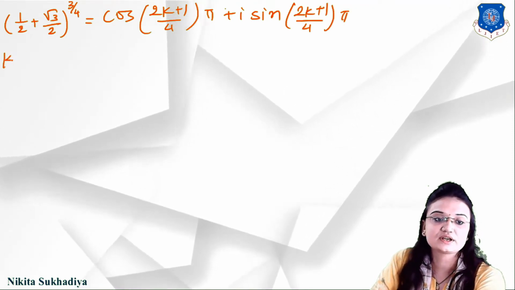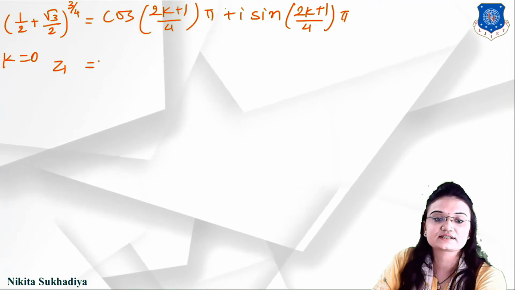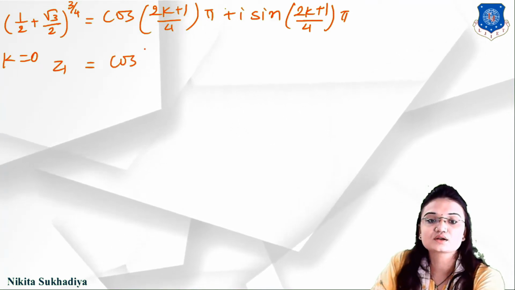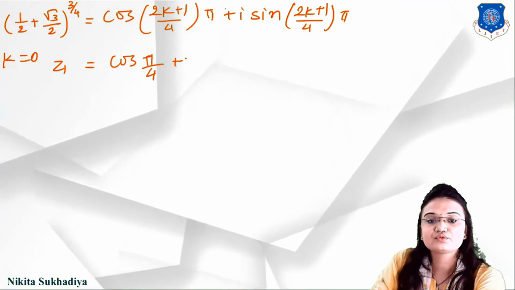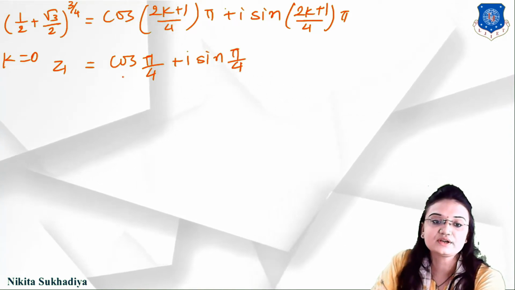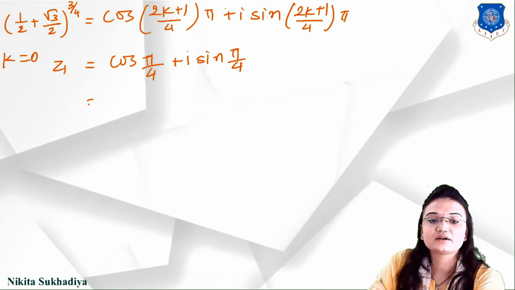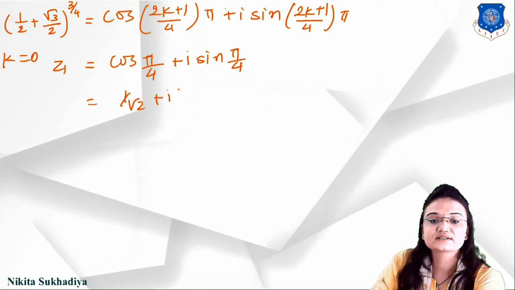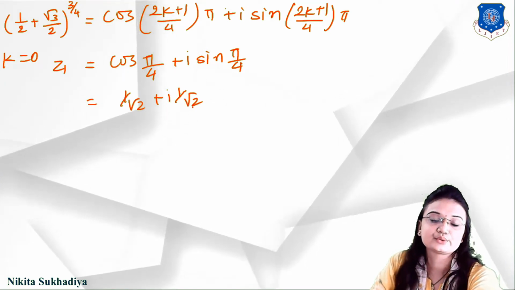Okay, so by putting k is equal to 0, we will get z1, that is cos pi by 4 plus i sin pi by 4. Okay, so this is nothing but 1 by root 2 plus i 1 by root 2.